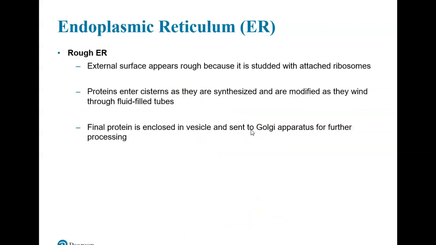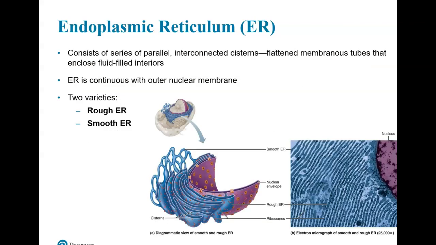The rough ER, this is going to appear rough because this is the endoplasmic reticulum that has ribosomes on the surface of it. So because of the presence of those, well, sorry, not proteins, ribosomes, that gives it the rough appearance. They're mainly involved in synthesizing proteins here. The proteins that are synthesized are going to be enclosed in vesicles, and these vesicles, these little packets of proteins, are going to be sent to the Golgi apparatus where they're processed.